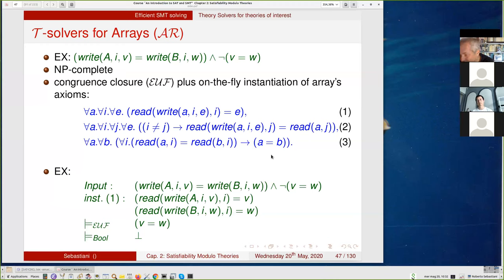So this A equals B means they are equal. They have the same content, but they are not the same array in the software sense. If you think of a C program, where arrays are substantially pointers, constant pointers, dynamic pointers, whatever, this is not the A equals B in that sense. This is: all the content of A is equal to the content of B. And notice that here we made no hypothesis on the indexes or on the values of A and B.